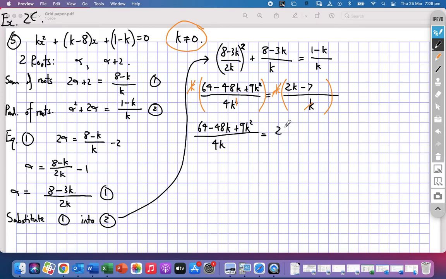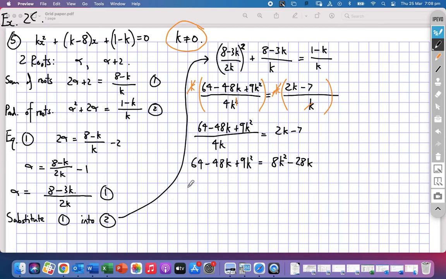equals 2k minus 7. We're going to multiply both sides by 4k. 64 minus 48k plus 9k squared equals 4k times 2k, 8k squared, and 4k times minus 7, it's minus 28, so 4 7s are minus 28, okay. Alright, let's make it all equal to 0.